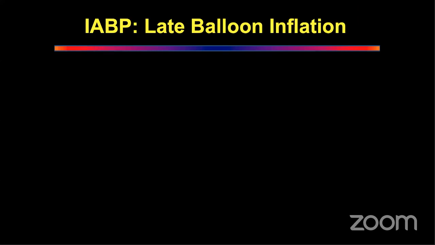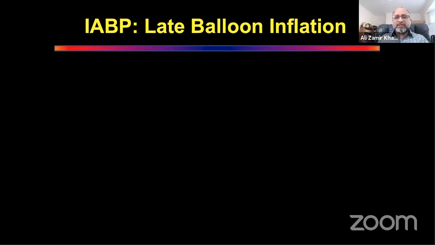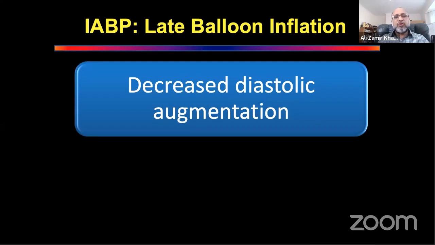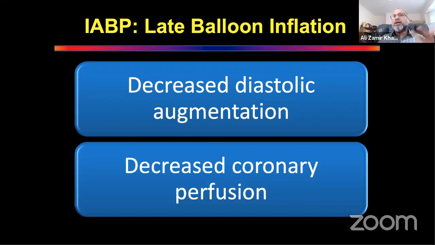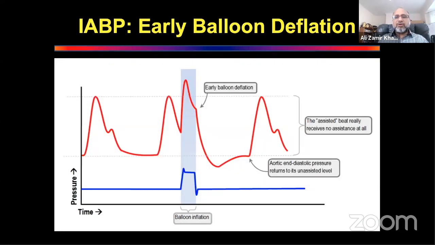The next question is, what is going to happen when there is early balloon deflation? This is late balloon inflation, so diastolic augmentation is lost and the coronary perfusion is lost. These are the two problems of late balloon inflation. Now tell me, draw me a, I forgot to do this. Okay, so this is a diagram for early balloon deflation. Now explain to me what will happen in an early balloon deflation. I forgot to animate this slide. I'm sorry about that.